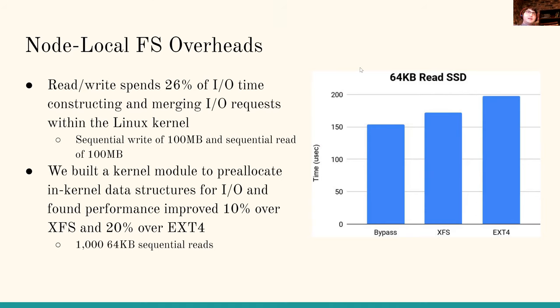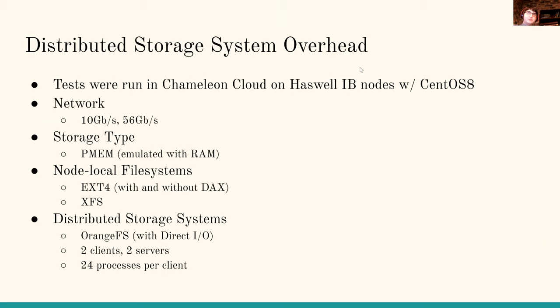Next, I'll talk about the distributed storage system overhead. This was a preliminary test. I wouldn't quite say it's finished, but we ran an experiment in Chameleon Cloud with the Haswell InfiniBand nodes. The network types used were 10 gig and 56 gig, and we used emulated PMEM as the storage type. We varied the local file systems used, and we used OrangeFS as the distributed storage system. We profiled the OrangeFS clients to see where the software overhead was in the clients, and we also profiled the server to see how much time was spent performing I/O to the PMEM.